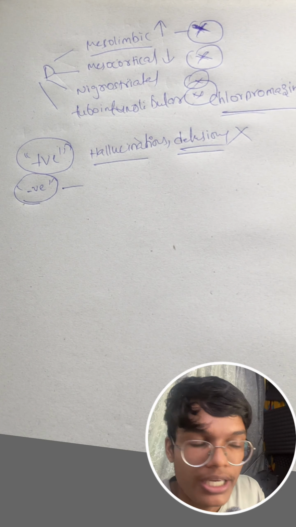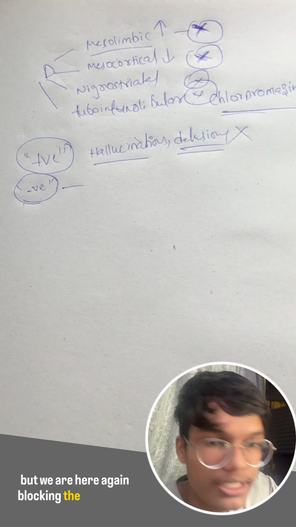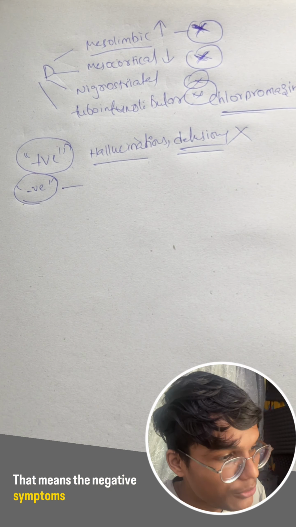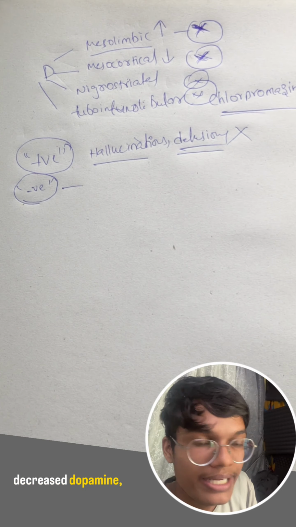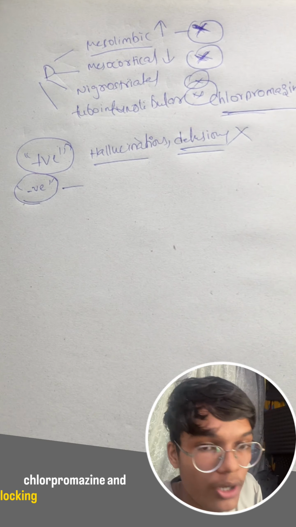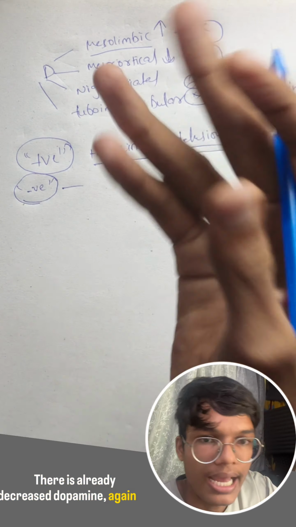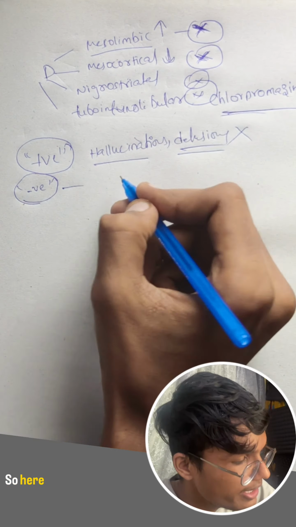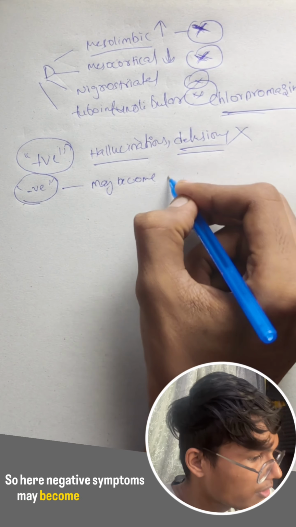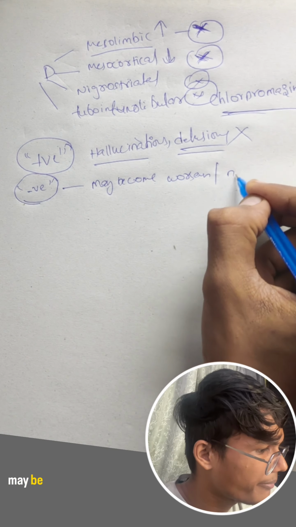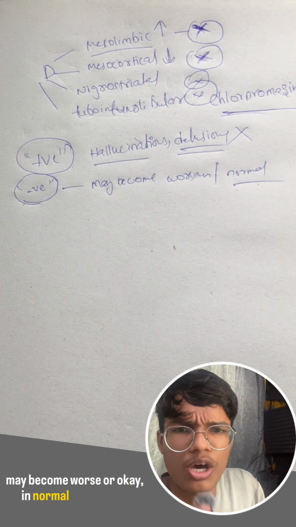Now in the mesocortical pathway, the symptoms are happening due to decreased dopamine. So already there is decreased dopamine, but here we are again blocking the dopamine receptor. That means the negative symptoms, like lack of motivation, which are happening due to decreased dopamine, by giving chlorpromazine and blocking the dopamine pathway, we are worsening those symptoms. There is already decreased dopamine, again we are blocking the dopamine receptor. So what is the use? Here negative symptoms may become worse, or sometimes may remain in the normal range.